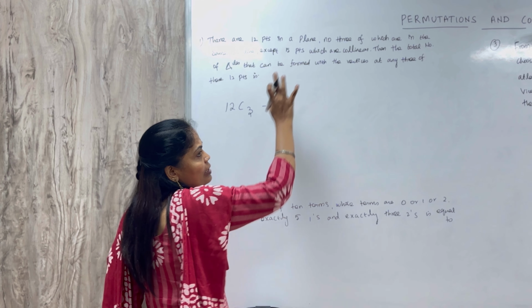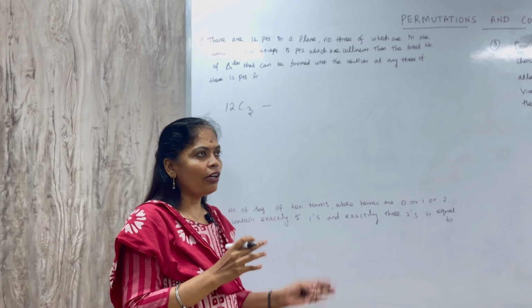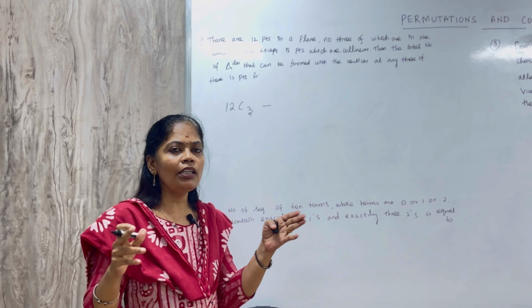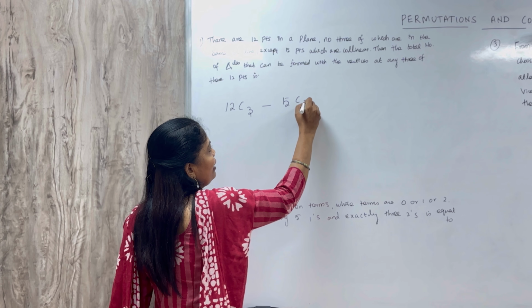they told 5 points are collinear. 5 points are collinear means all the 5 points are lying in the same straight line. So we cannot form a triangle using those 5 points. So minus 5C3, right?